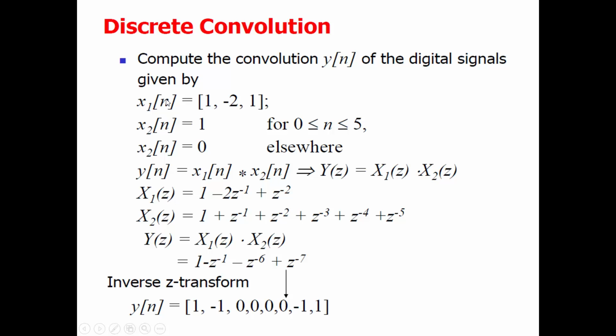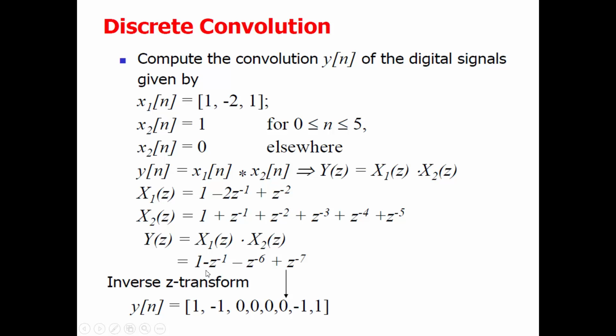That means if we take the z transform of x1[n], it gives me 1 minus 2 z to the power minus 1 plus z to the power minus 2. X2(z) will be, because it is 1 from 0 to 5 and 0 otherwise, 1 plus z to the power minus 1, z to the power minus 2, up to z to the power minus 5. Now in the z domain we have to multiply the two expressions, and then we get the final Y(z), which is the multiplication of X1(z) and X2(z), but it is equivalent to the convolution of x1[n] with x2[n].